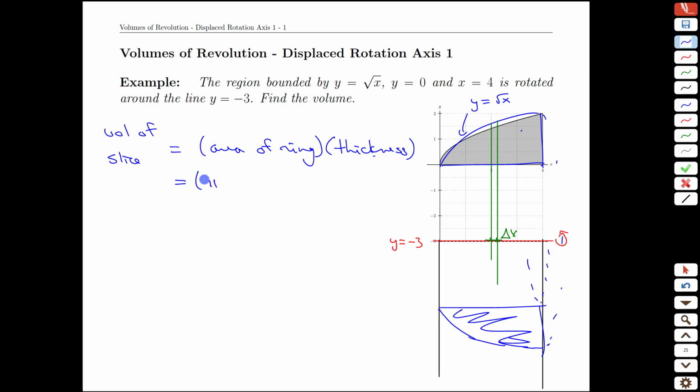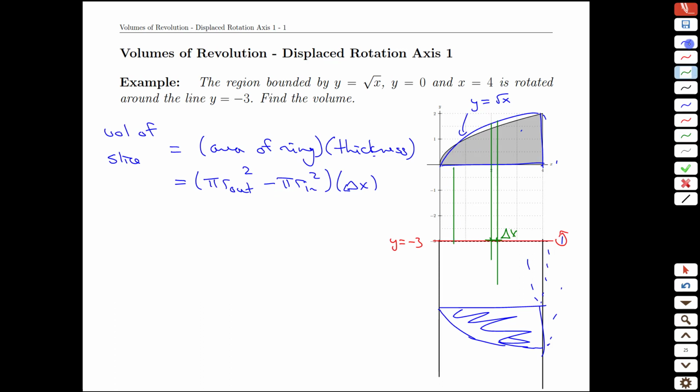The area of the ring is going to be an outer circle minus an inner circle area. Find the area of the whole circle from here all the way out to the edge, build a circle out of that, and then subtract the area of the hole in the middle. And there's our delta x thickness. Our challenge now is to find these inner and outer radii, and to do so for every slice. The idea is someone tells us what x is, and then we figure out what the radius is.